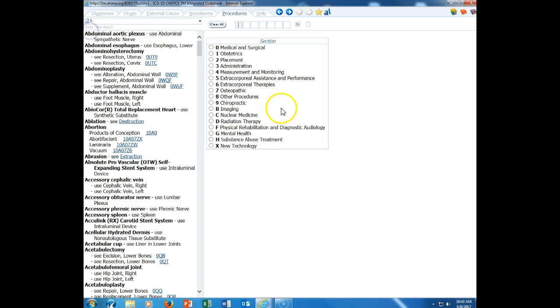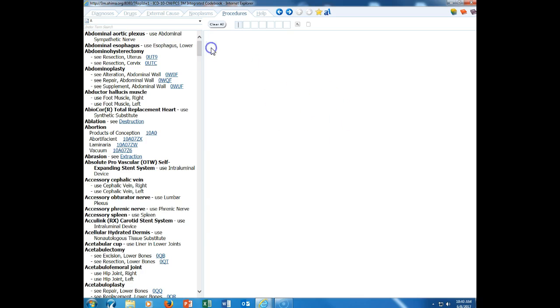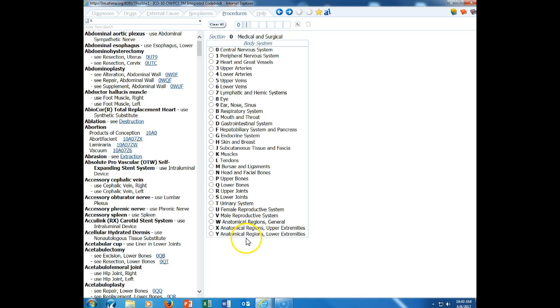This is the second lecture for Chapter 6, and I want you to turn to page 98 in your textbook. On page 97, it actually discusses the different body systems in the medical surgical section. We looked at those. If we click on medical surgical here, these are all of our body systems. This is what's in your book.